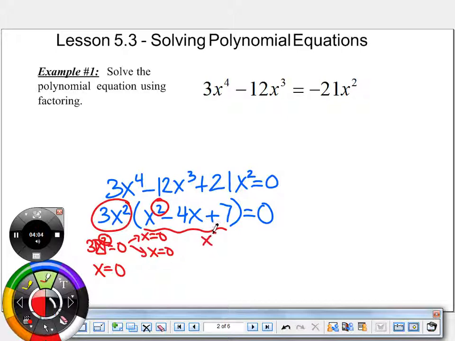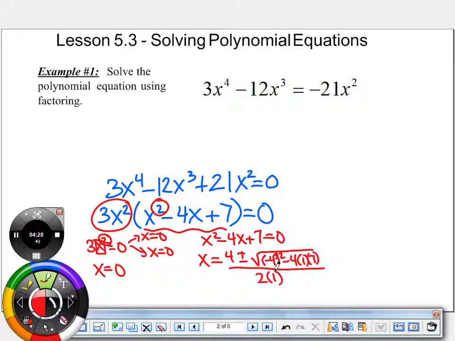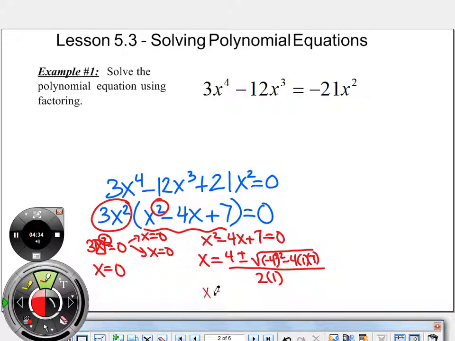So when I'm setting x squared minus 4x plus 7 equal to 0, it doesn't factor, so I'm going to try and solve this separate piece by using the quadratic formula. So I'm going to get 4 plus or minus the square root of negative 4 squared minus 4 times 1 times 7, all over 2 times 1. Okay. All right, so I'm going to work on simplifying. Specifically, it's the stuff in the radical that usually gives people a hard time.